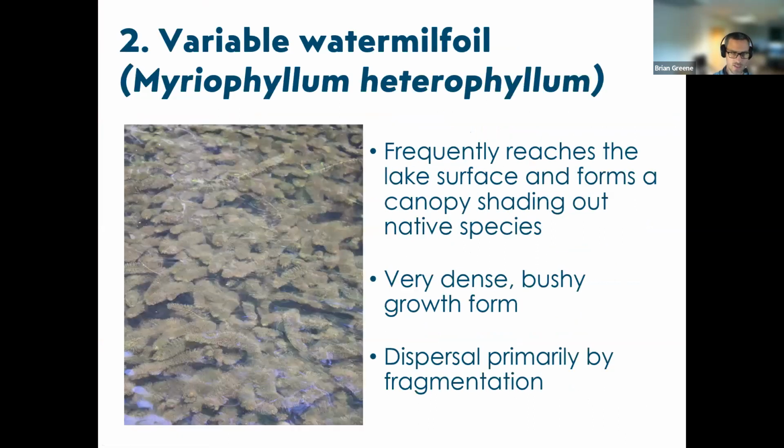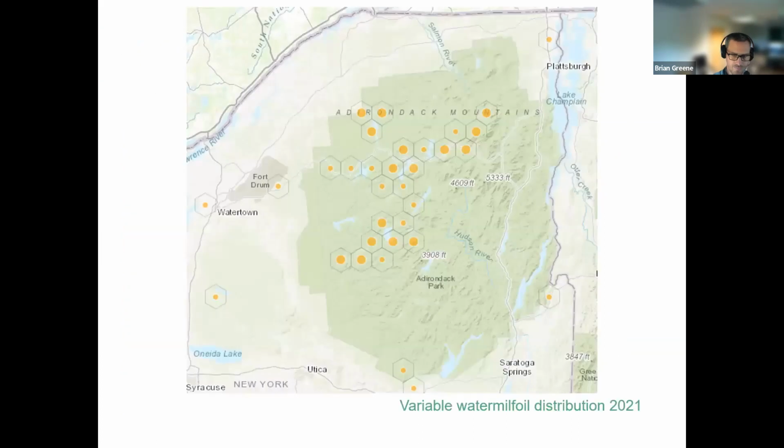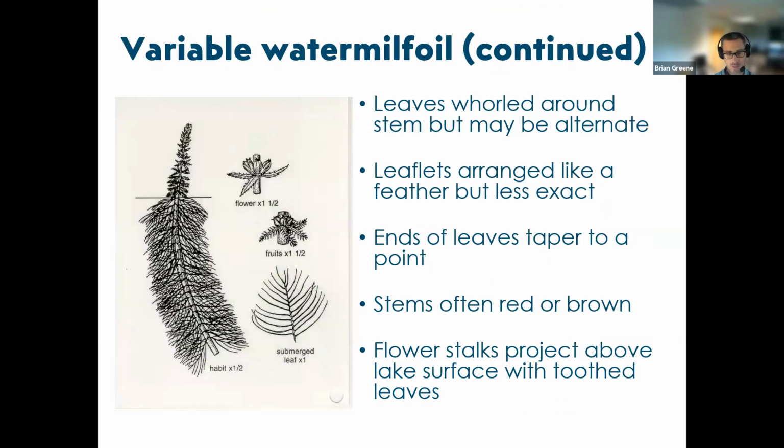There is another milfoil that's called variable or variable water milfoil, broadleaf milfoil, sometimes called variable leaf water milfoil. So a lot of different common names. This one grows super thick and forms a very dense, bushy growth form. It also disperses by fragmentation. This one is generally in the north and west sides of our park, and we see it most commonly and frequently over there. This is a difficult one to identify because there actually are native milfoil species in the Adirondacks, and some of them do look a little bit similar. So this one you have to pay close attention to.